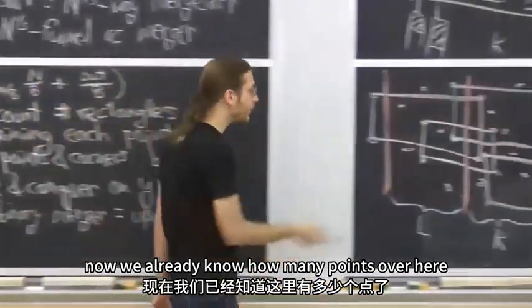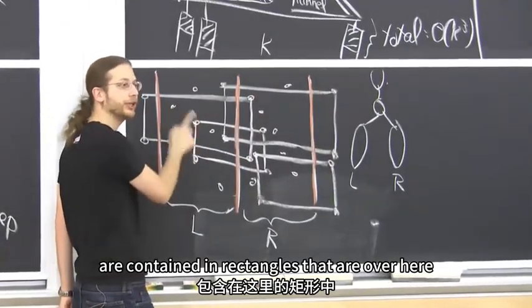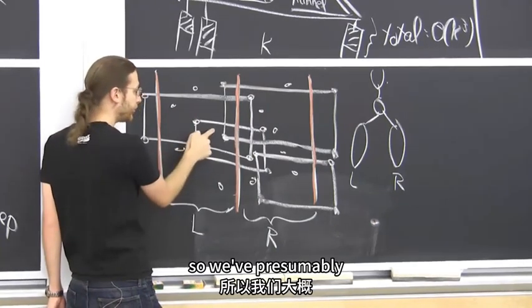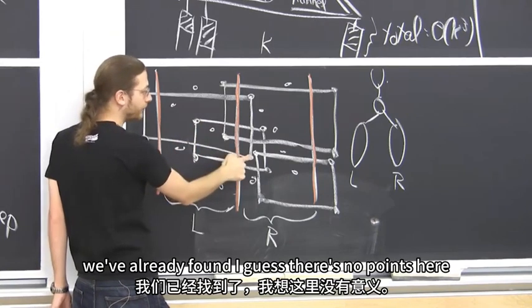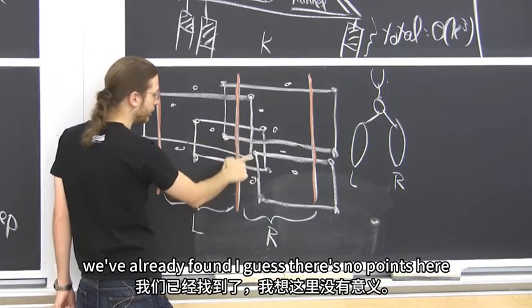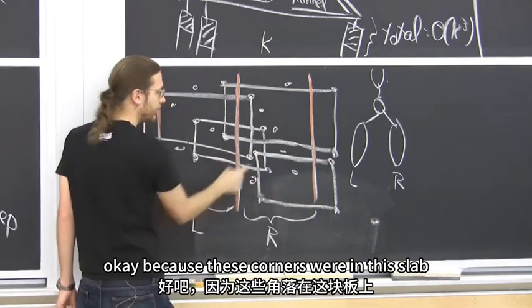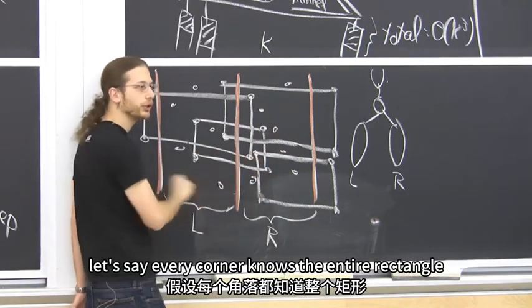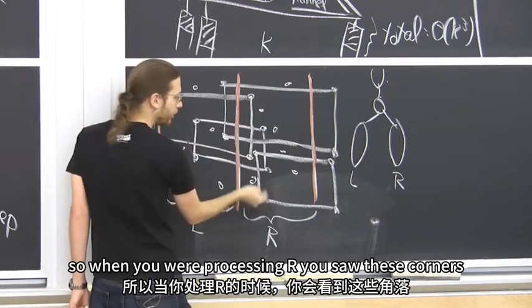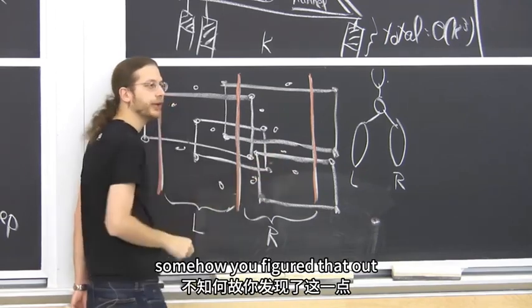Now, we already know how many points over here are contained in rectangles that are over here. So we've presumably already found that this point lies in this rectangle. We've already found that this point is contained in this rectangle. Because these corners were in this slab, let's say every corner knows the entire rectangle. So when you were processing R, you saw these corners, you saw this point, somehow you figured that out.